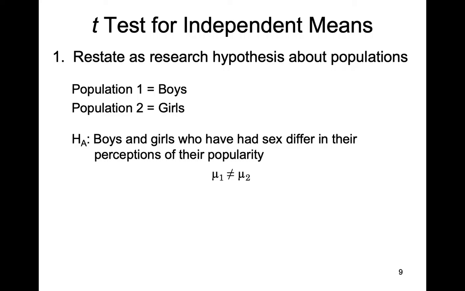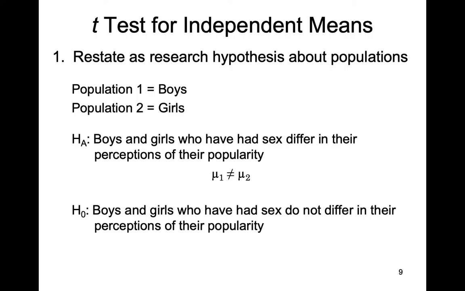And again, just coming back to a point that I've tried to reinforce, hypotheses are always made at the level of populations. We're not making predictions about M1 and M2. We're making predictions about mu1 and mu2, population averages. The null hypothesis is simply then the opposite, that boys and girls who have had sex do not differ in their perceptions of their popularity. That is, mu1 should equal mu2.